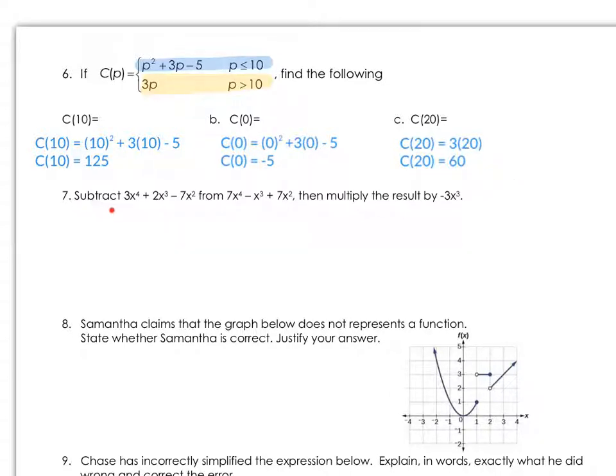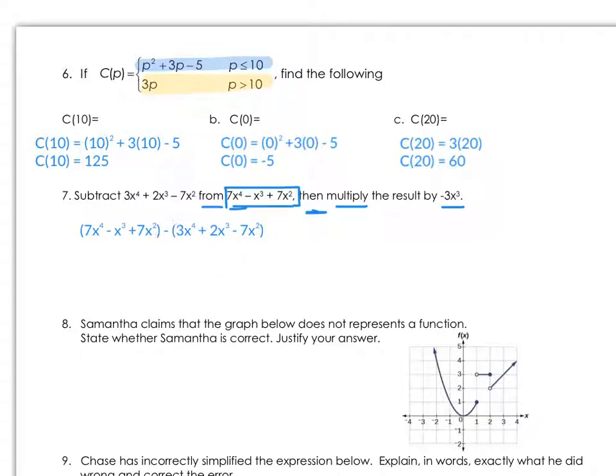All right, next one. Subtract this from this. So when we've got from, whatever follows the word from needs to get written first. And then we have more directions. Then we need to multiply the result by negative 3x cubed. So first I need to do the subtraction part. So in order to do this, I have to write what follows the word from first, and then subtract all of that polynomial here, the trinomial here, 3x to the fourth plus 2x cubed minus 7x squared.